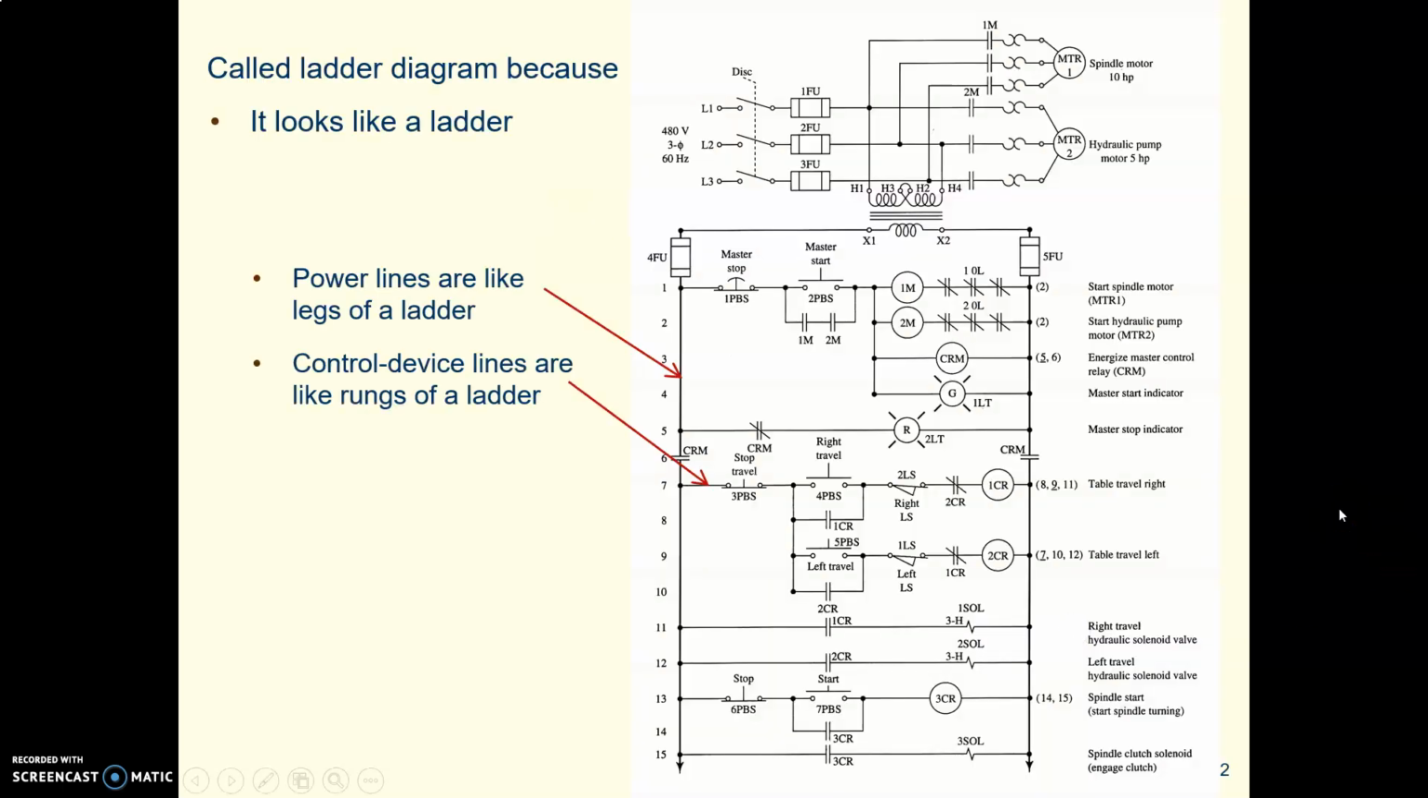Now let's look at the principles involved in drawing actual ladder diagrams. And first of all, why is it called a ladder diagram? This is actually a question in your worksheet. It's called a ladder diagram because it looks like a ladder. The power lines are vertical. There's one on each side, and they look like the legs of a ladder. All the controls and loads are horizontal, one by one, and they look like rungs of a ladder.